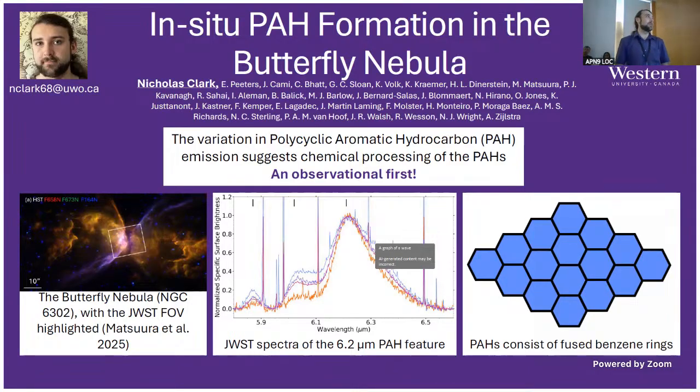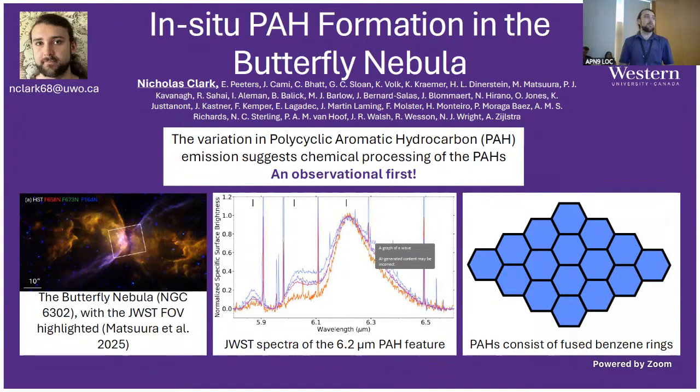I'm here to talk to you about PAHs in the Butterfly Nebula. The Butterfly Nebula is a bipolar planetary nebula with a complex morphology. If you want a more zoomed out picture of it, you can look at the booklet. It's notably oxygen rich, so at first glance you wouldn't expect to find much in the way of complex carbon chemistry, but fortunately for me, it is rich in PAH emission, among other carbonaceous species.